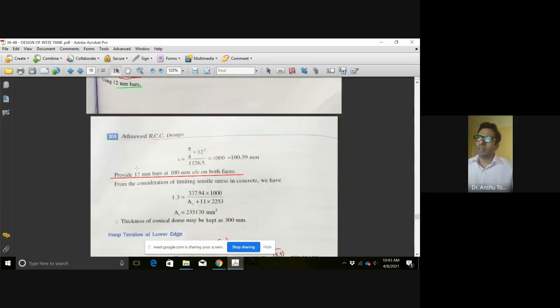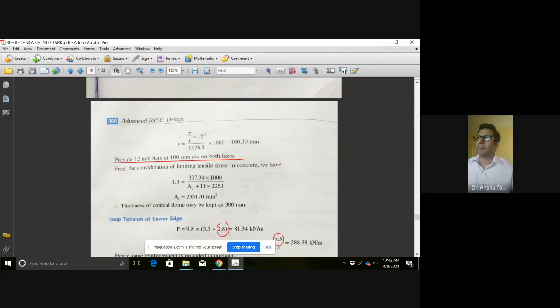See, the same detailing is coming out, 12 mm dia bar at the spacing of 100 mm center to center.